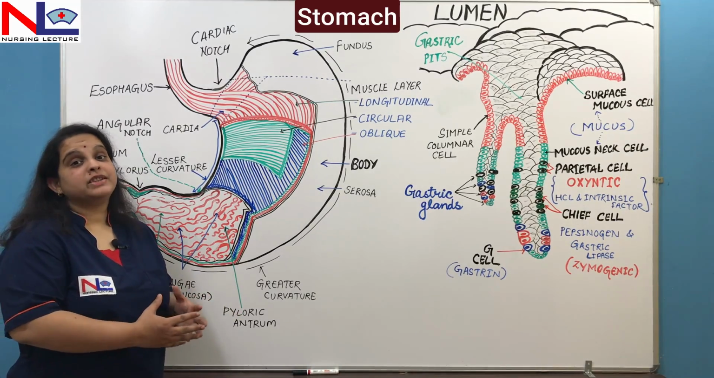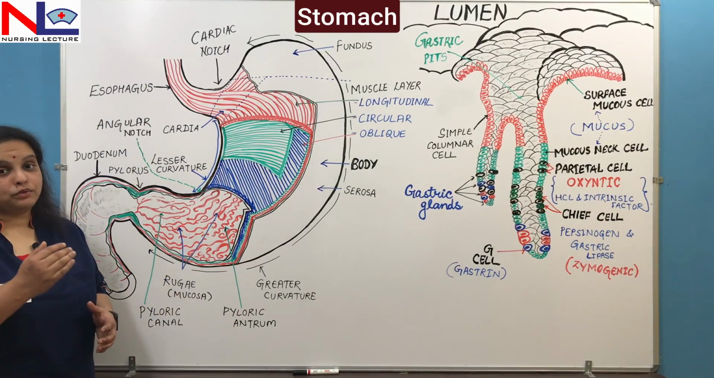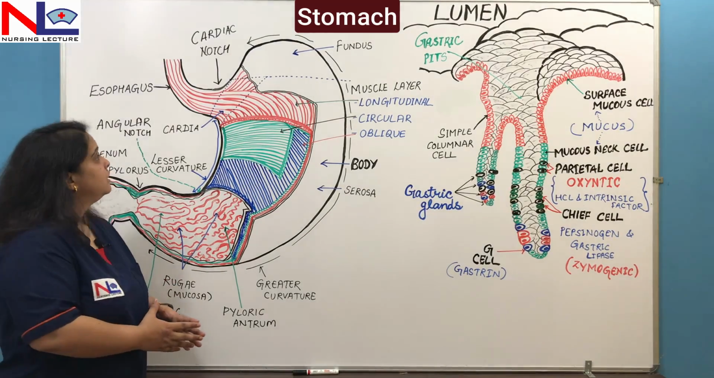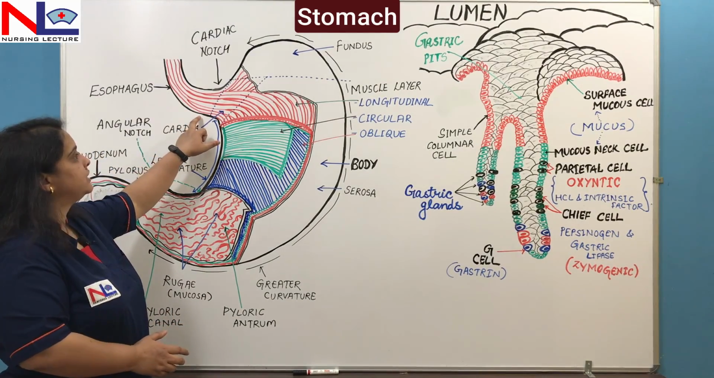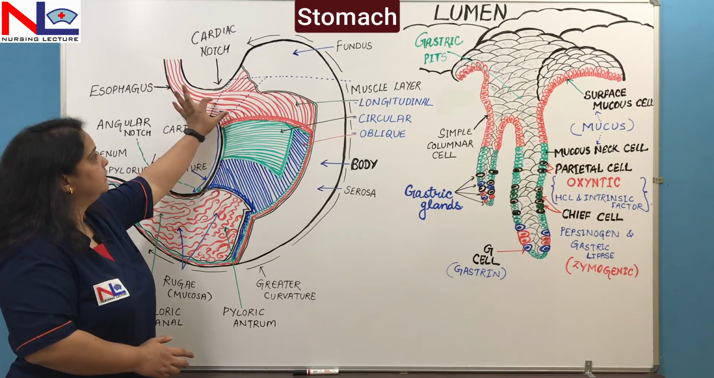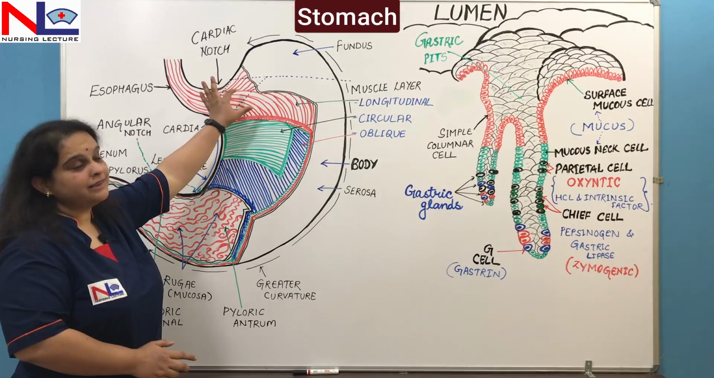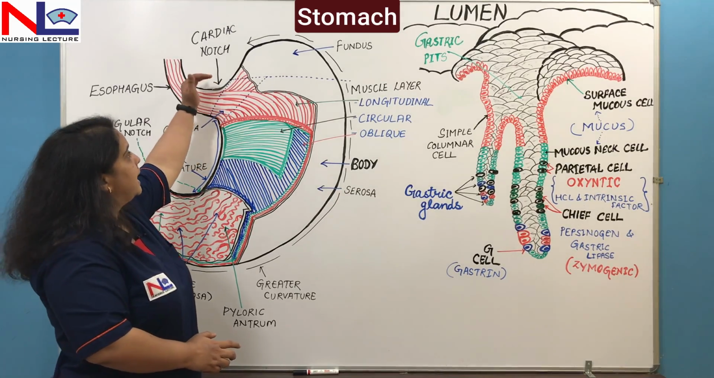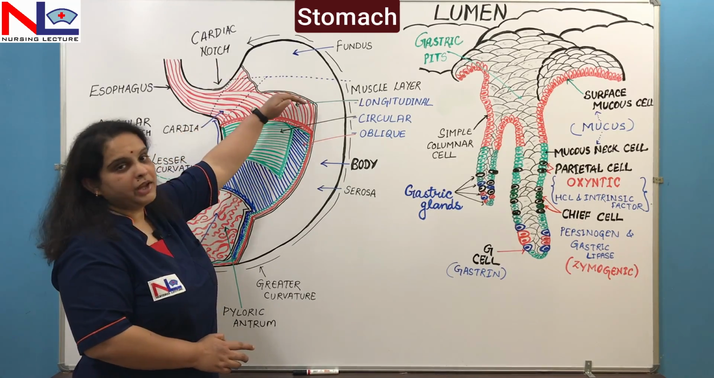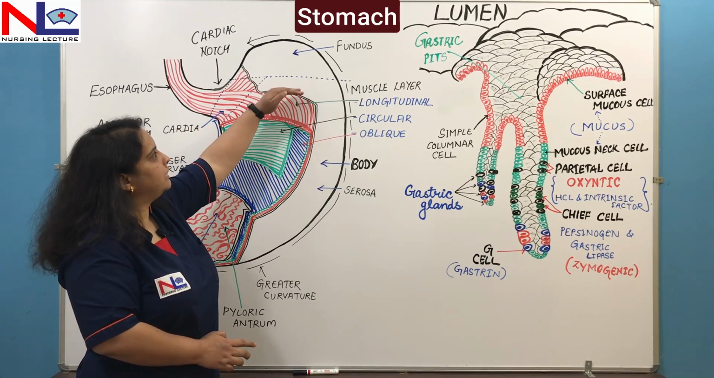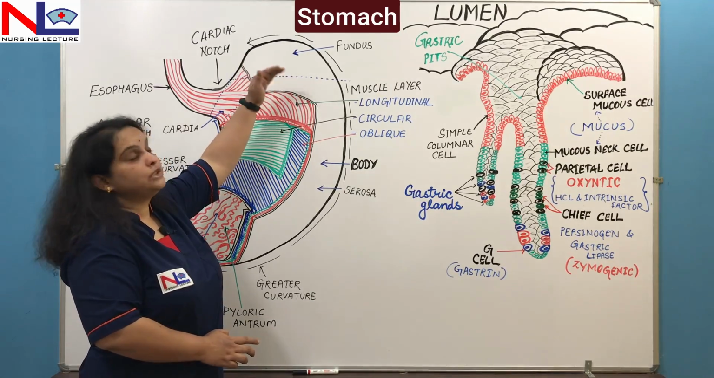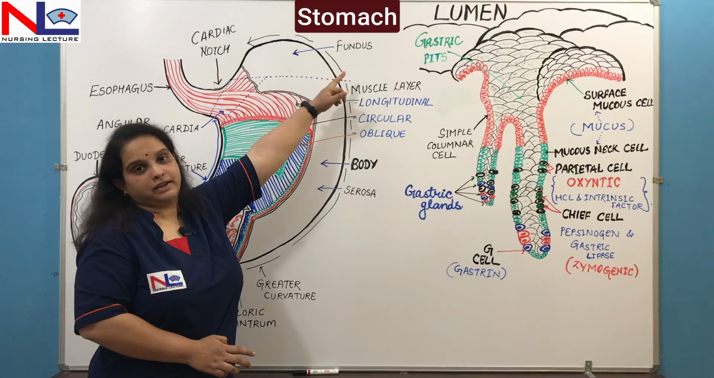The capacity of this stomach is about 1.5 to 2 liters in adults, and it has 4 parts. The part which starts with the cardiac orifice, this small part, is called the cardiac. Lateral to this cardiac orifice, if we draw a horizontal line, the part which comes superior to that line, which is convex or dome shaped, is the fundus.